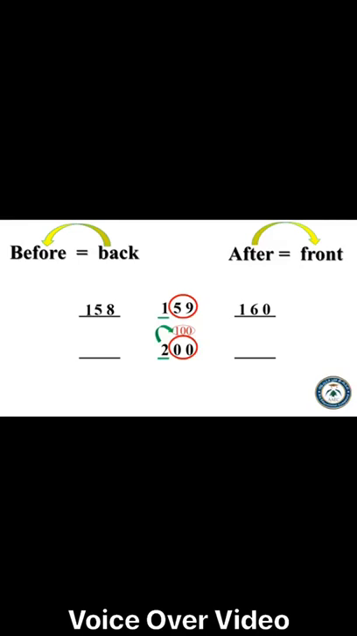Now I ask myself, what is the number before 100? It's 99. And since the 2 lost 1 that was given to the tens and the ones, it becomes 1. So the number before 200 is 199.